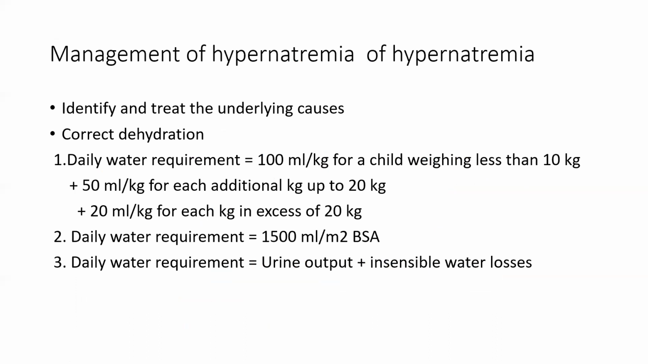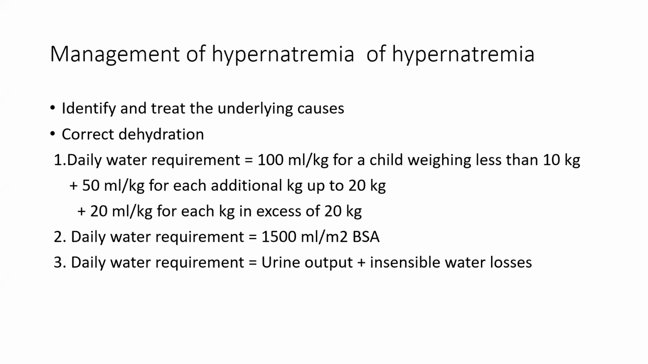So now, how do we manage hypernatremic dehydration? Sorry for the mistake. One is to identify and treat the underlying cause or condition. If the patient has dehydration, you try to correct the dehydration. If the patient has diabetes insipidus, you may need to give a drug like desmopressin. If the patient has nephrogenic diabetes insipidus, you will give hydrochlorothiazide and other drugs. So you try to correct according to the conditions, and you correct the dehydration.